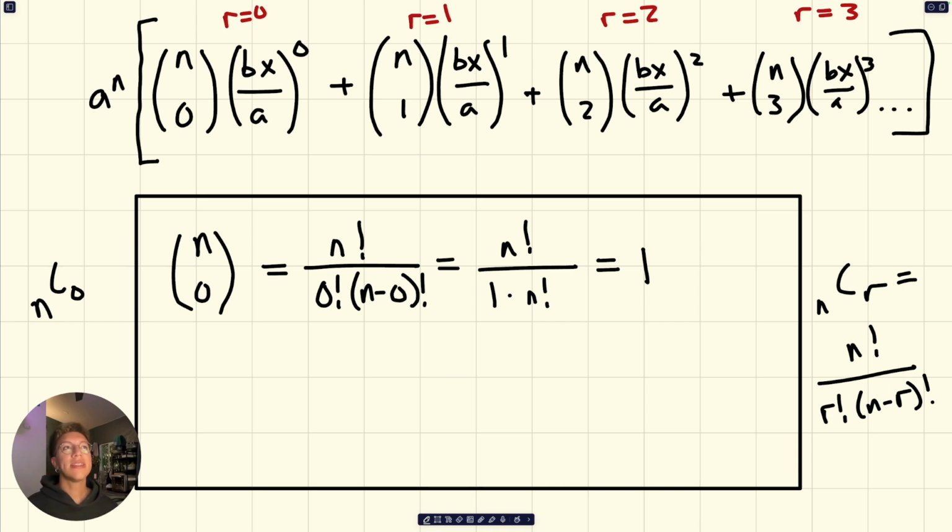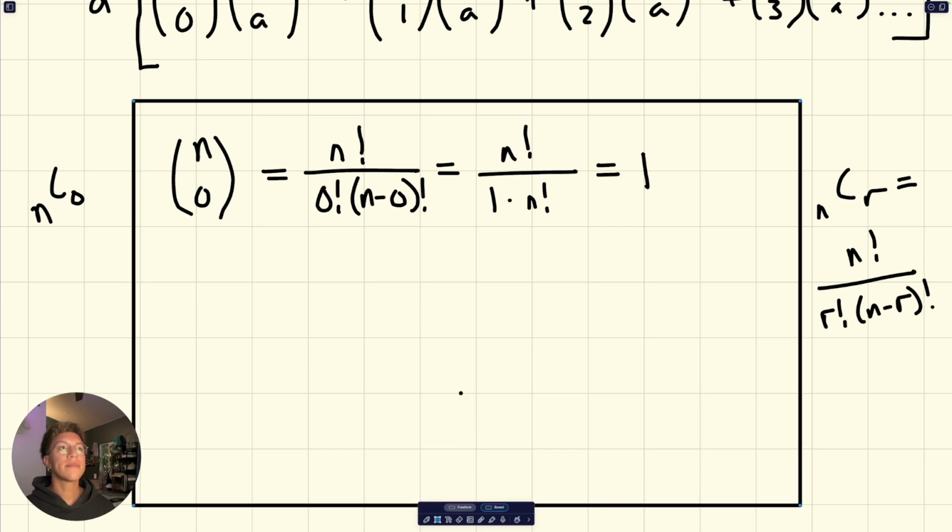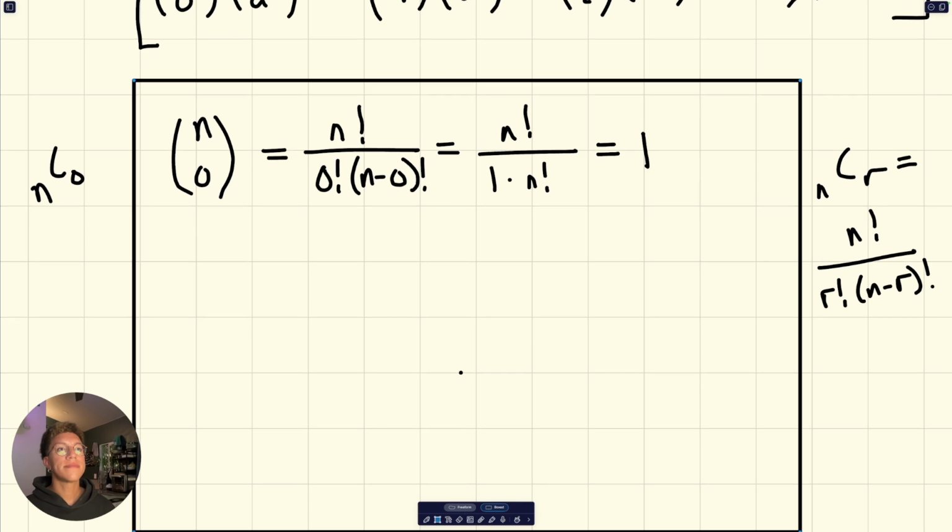And this term here is raised to the 0th power, so we can imagine that this whole first term is just going to be 1. We'll simplify down below. All right, let's try one more of these, maybe 2 more of these. What about n choose 1? What do we think n choose 1 would be equal to? We're going to follow that same process. So here we do n choose 1.